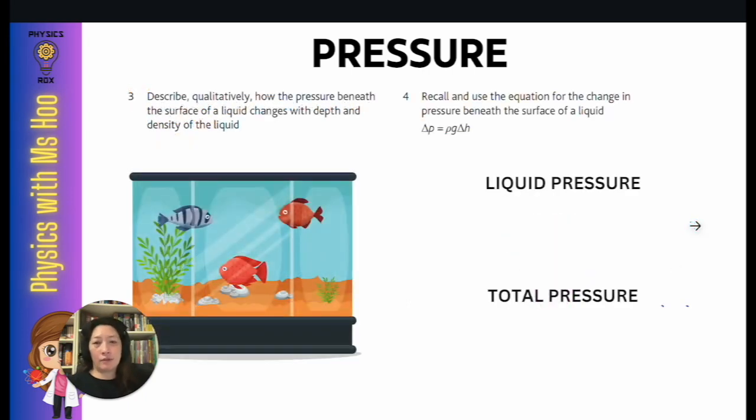You also need to know about liquid pressure. You have to be aware that pressure beneath the surface of a liquid changes with its depth and density. And you must know the formula, which is rho g h, where rho is the density of the liquid, g is the gravitational acceleration, 9.8 meters per second squared, and h is the depth below the surface of the liquid. So just to remind you, depending on how the question is phrased, liquid pressure is calculated with the formula of rho g h.